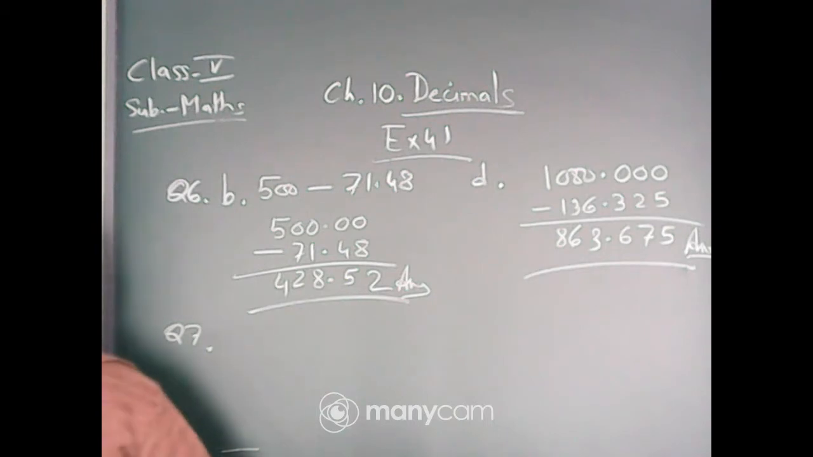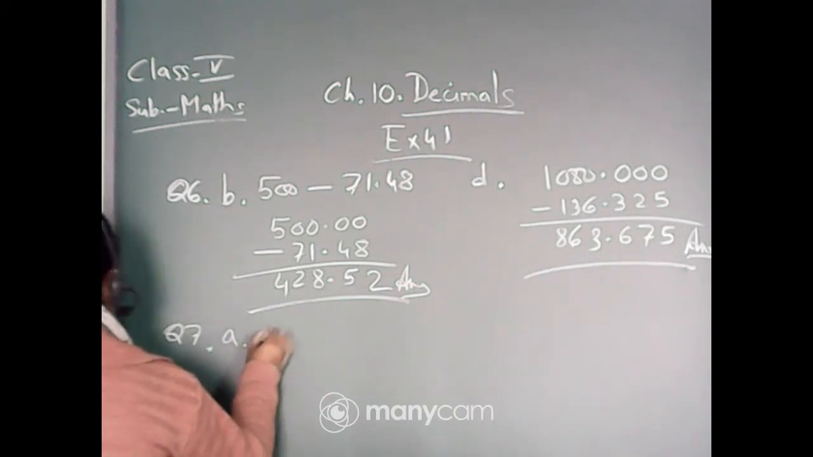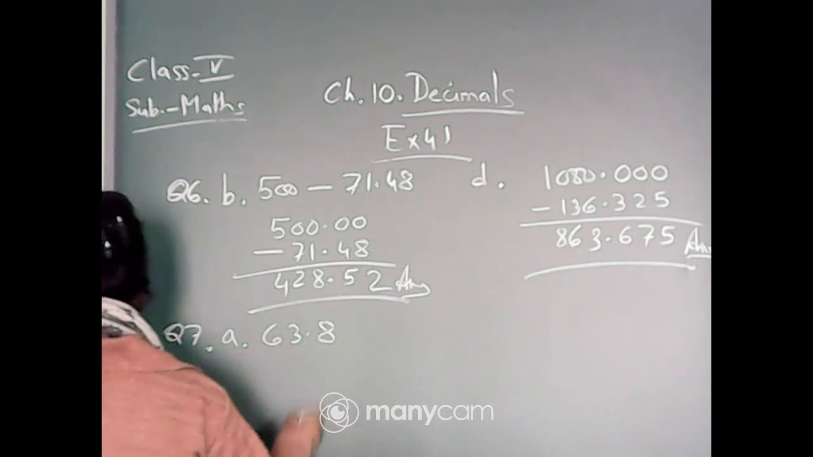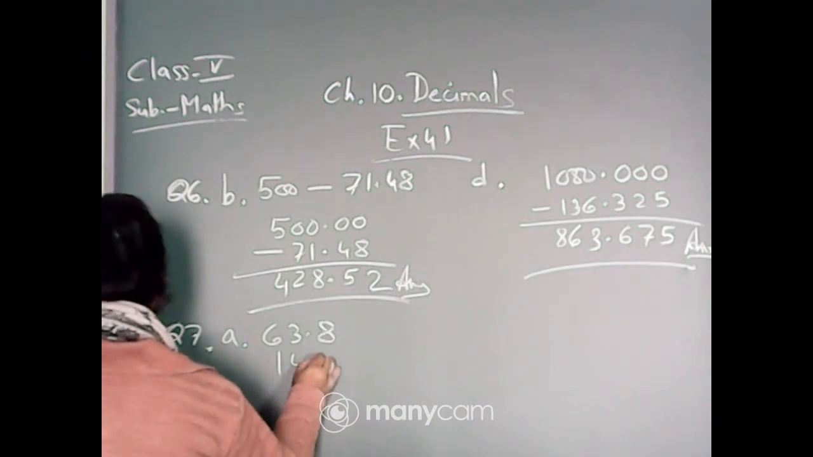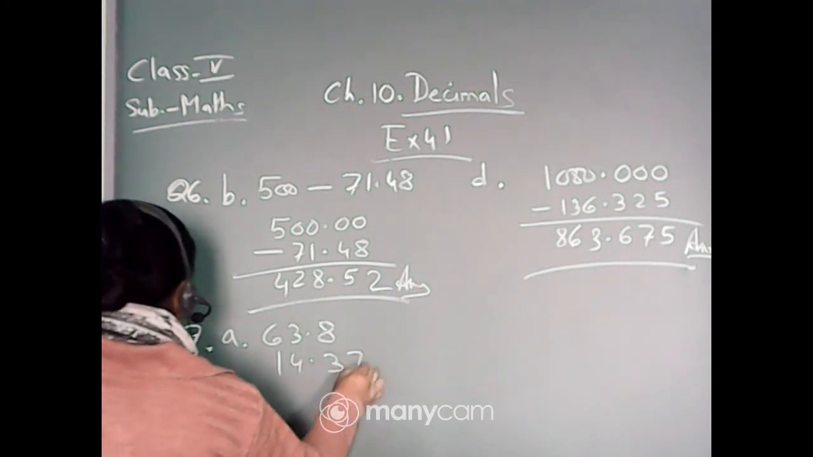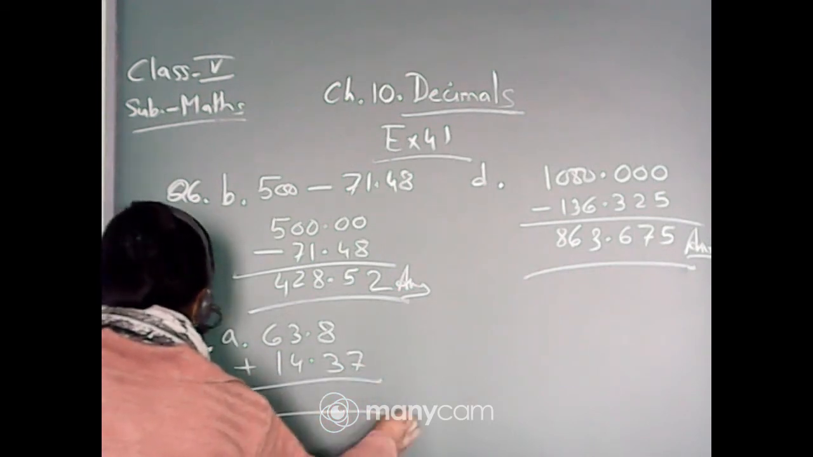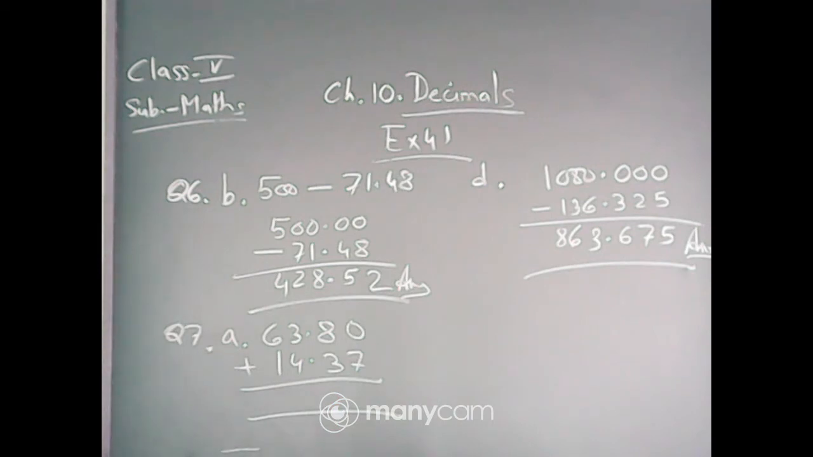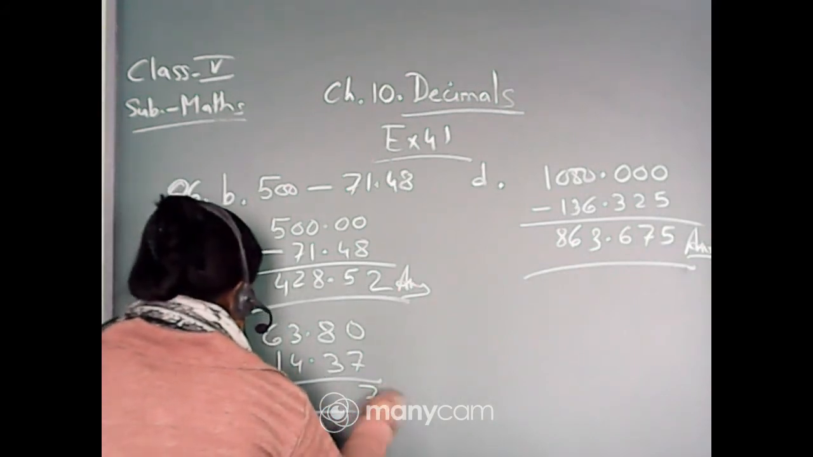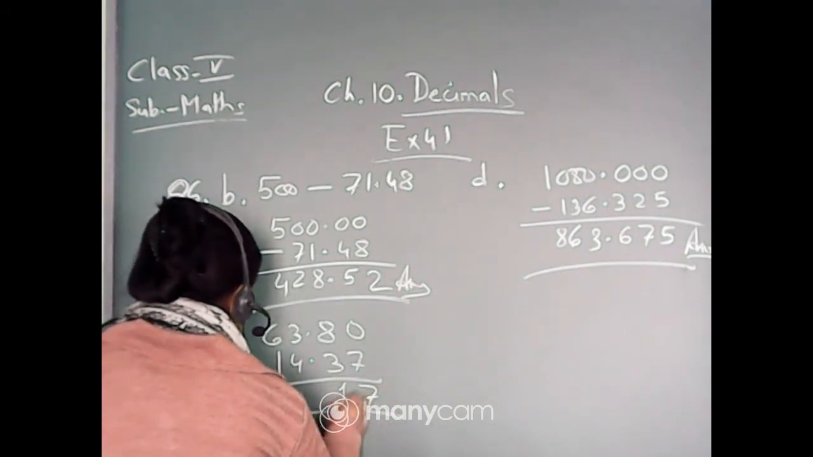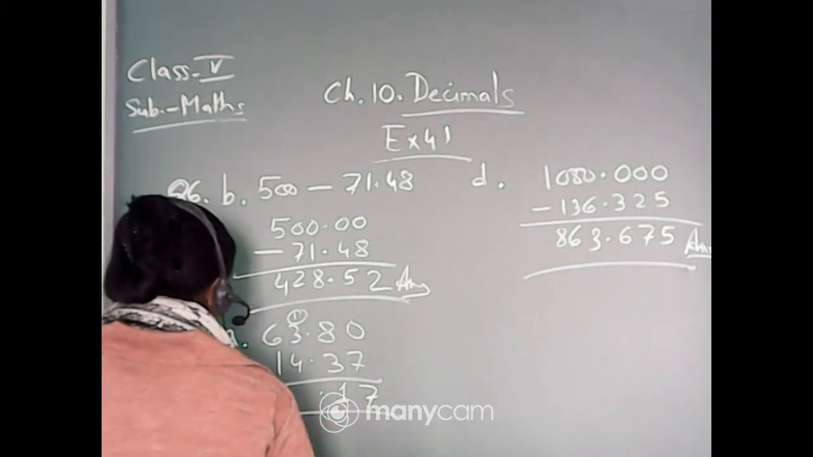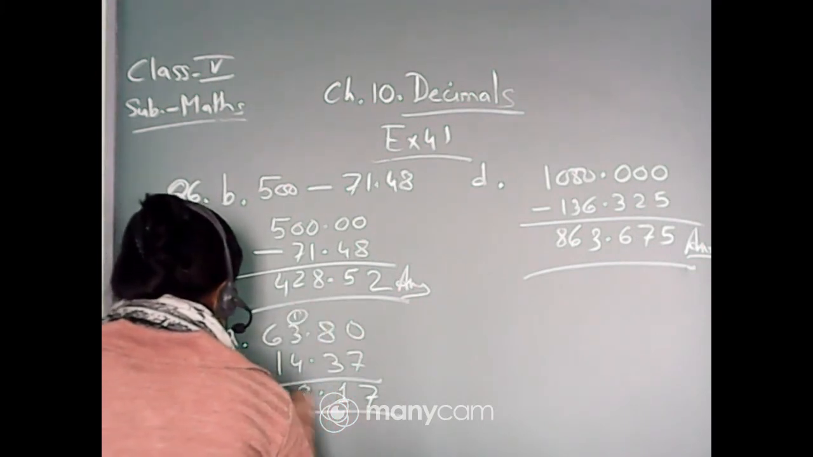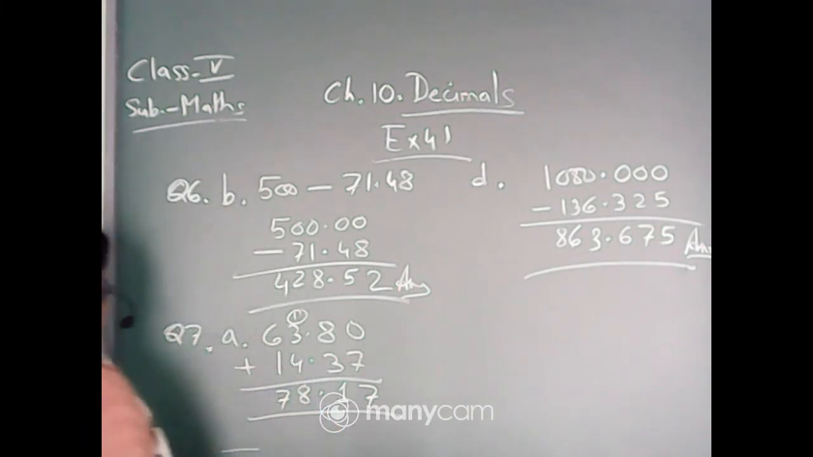Okay, see, it is given for number A, 63.8 and 14.37. Now add these two. These all sums follow the BODMAS rule, that means addition and after that subtraction. So let us add: 7, 8, 9, 10, 11, carry 1, 4 plus 3 is 7, plus 1 is 8, and 6 plus 1 is 7. So 78.17.